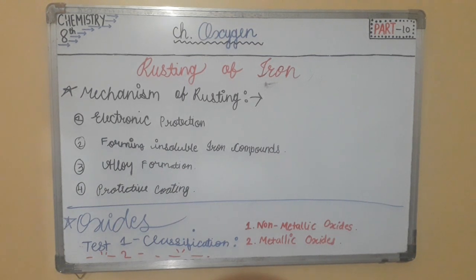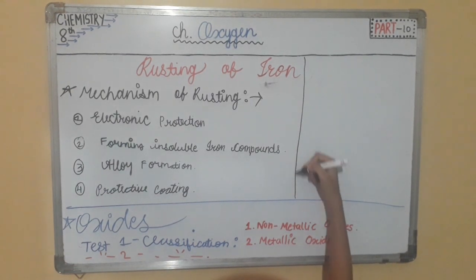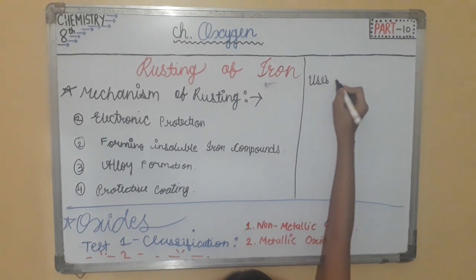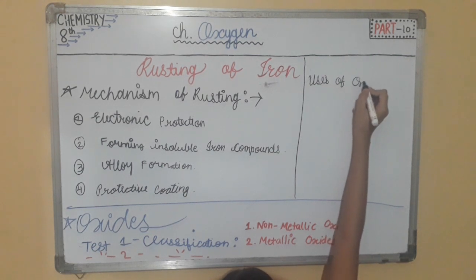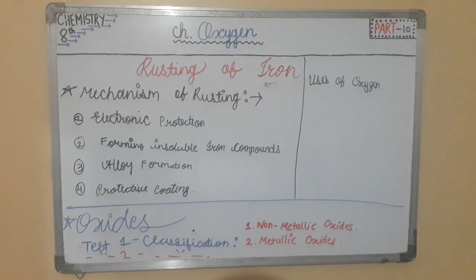Now, our next topic is uses of oxygen. Before that, introduction. Oxygen is very important to sustain life on the earth. Its uses are categorized into general uses and industrial uses.